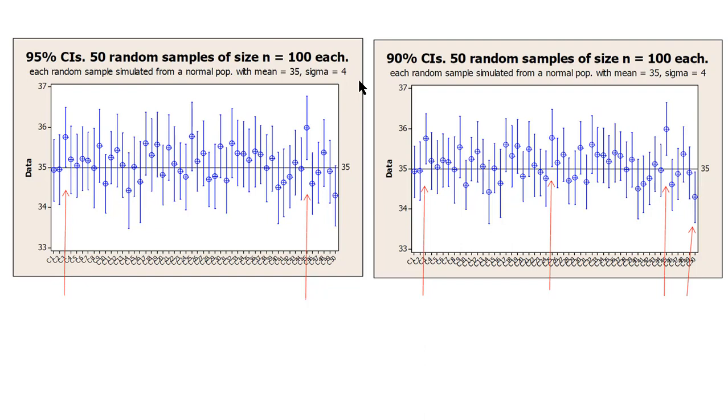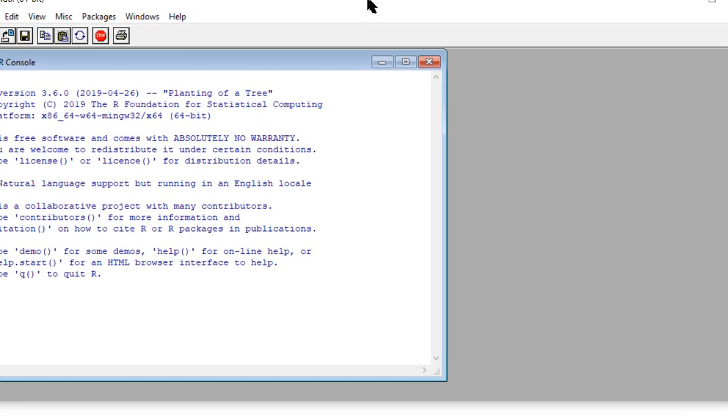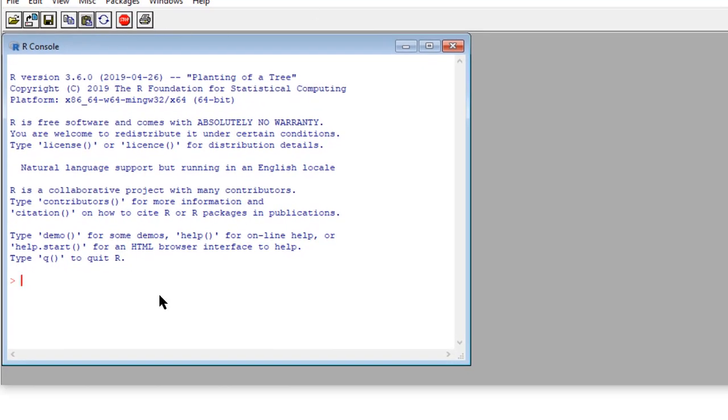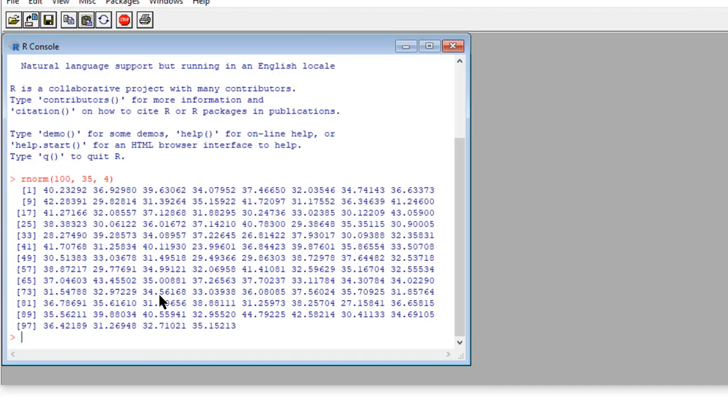So in R, what I essentially did was use the rnorm function. And I'm going to just pop that open real quick just so you can see what that looks like. Essentially what I did was rnorm. I create random values from a normal distribution, create 100 of them, with a mean of 35 and a standard deviation of 4. So that would give you a sample. Now I did that 50 times, 50. And I created a confidence interval for each of them.